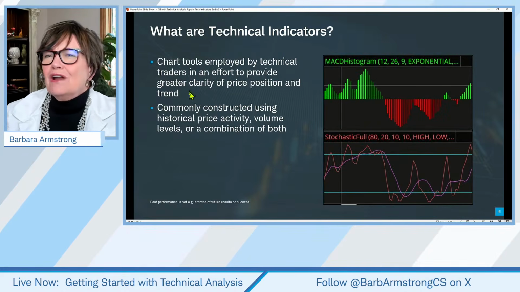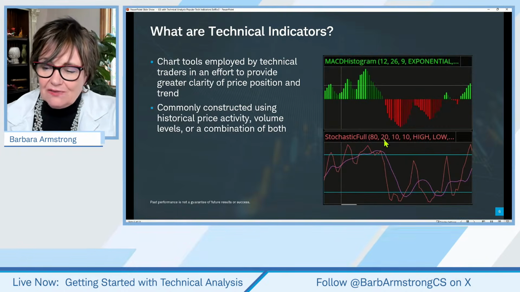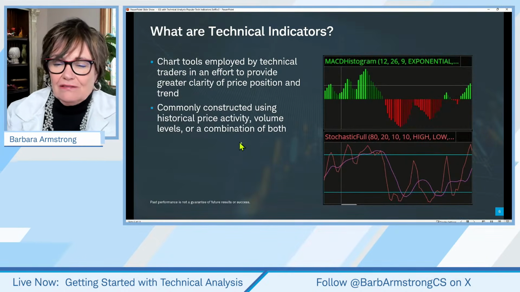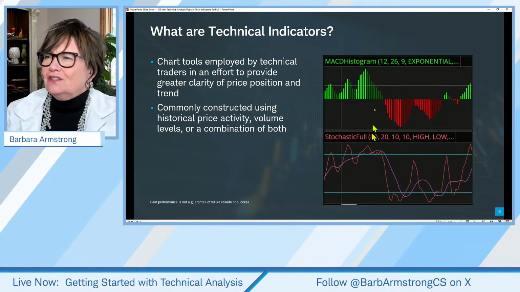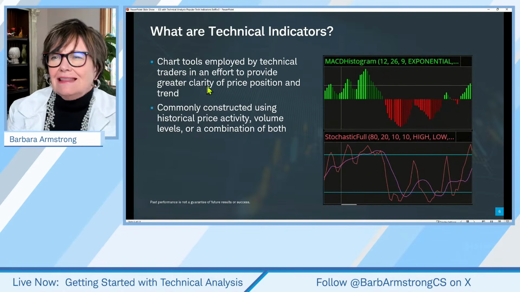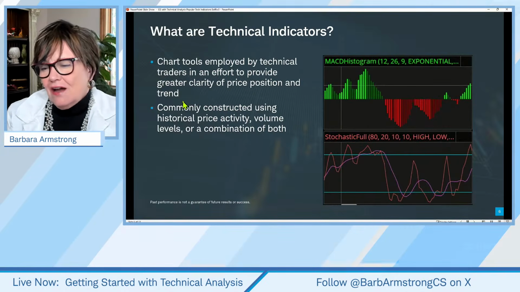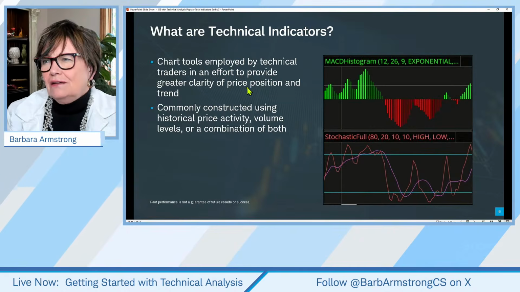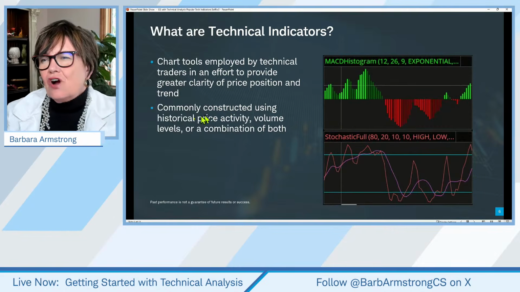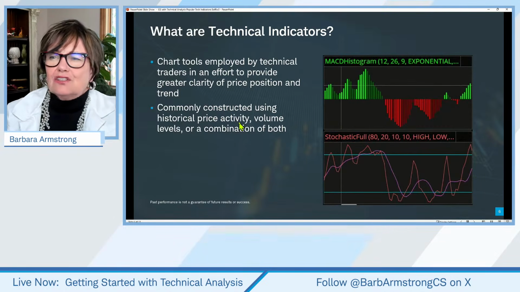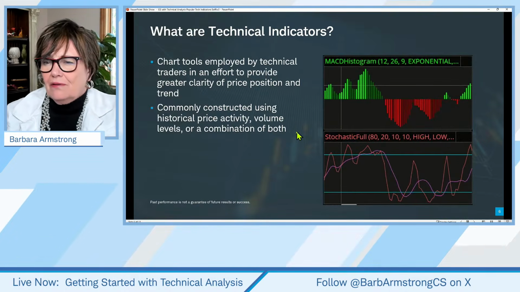Okay, so, and what are technical indicators? So these are things like the MACD, the stochastics, relative strength. These are all different technical indicators. And what they try and do is provide clarity of price position and trend, or maybe confirmation of what you're seeing on the screen when you look up and you're looking at the actual chart. And they're commonly constructed using historical price activity and volume levels, or sometimes a combination of both.